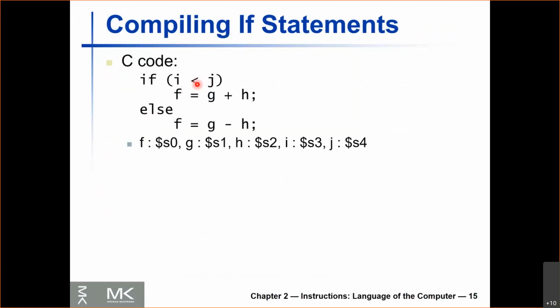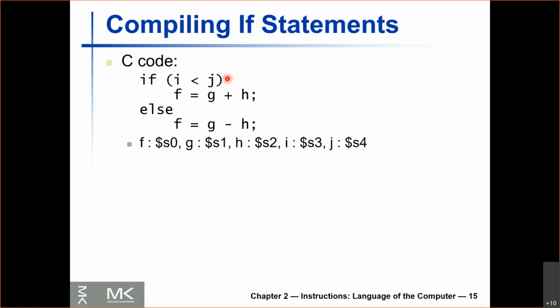Okay, so here we have if i is less than j, then f equals g plus h, else f equals g minus h. So what do we do in this case? How do we generate code for if i is less than j? Well, I'm going to combine set on less than with a branch instruction. We don't have an instruction called branch on less than, and I'm going to talk about why later. But we only have branch equal, branch if not equal, and we have a set on less than.